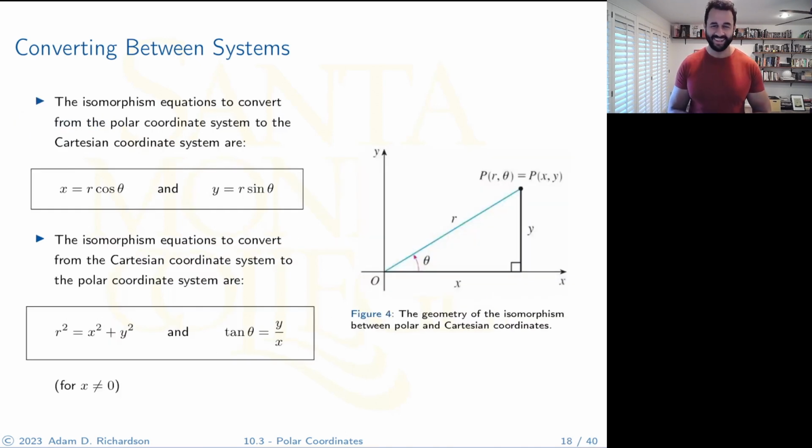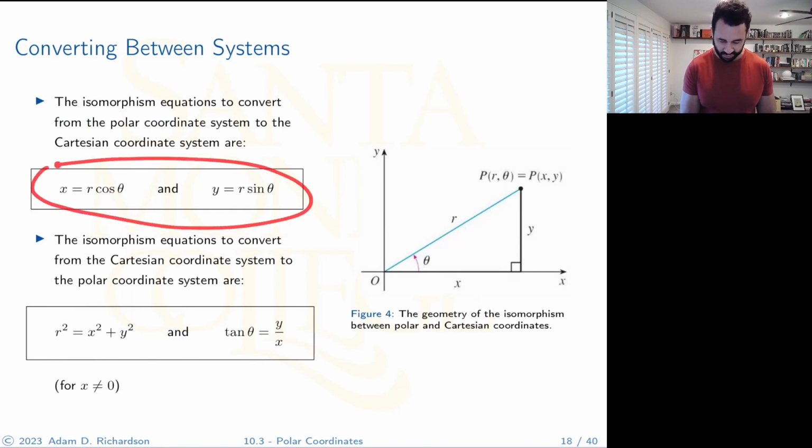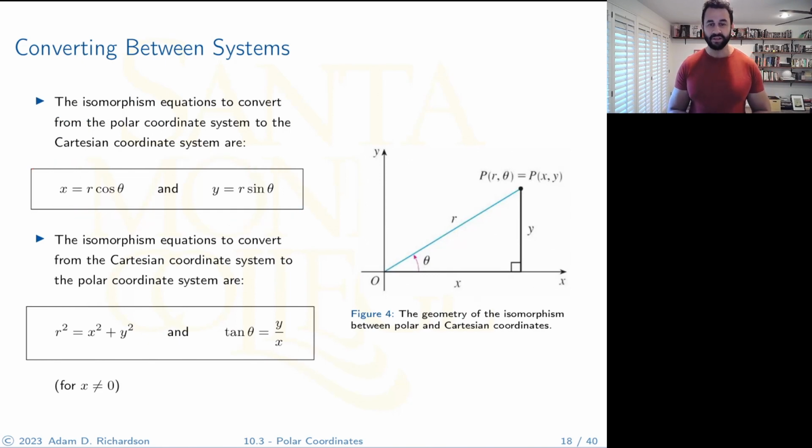Here they are. These are the isomorphism equations to convert from polar to Cartesian. And these are the isomorphism equations to convert from Cartesian to polar. So you can go back and forth. This collection of equations, those are the isomorphism equations.